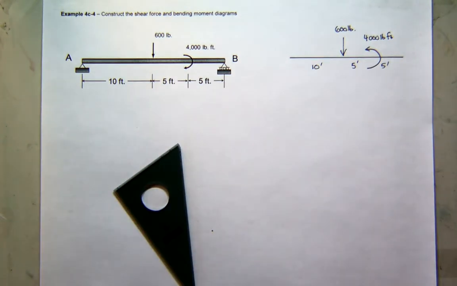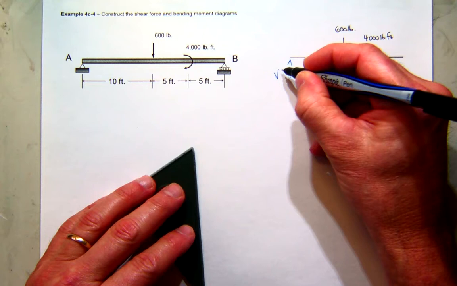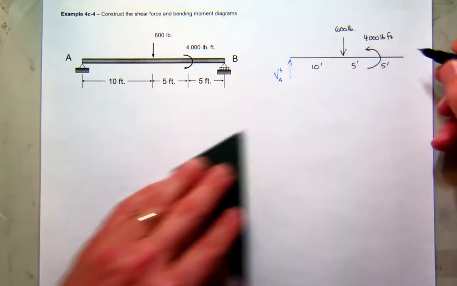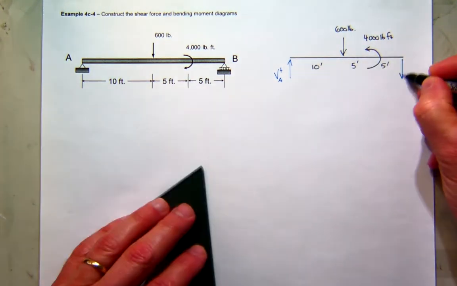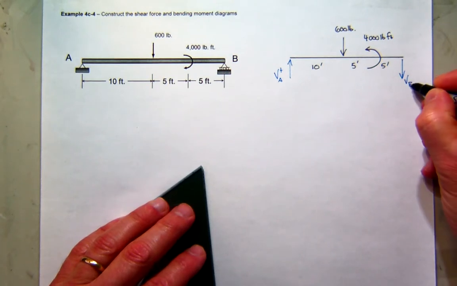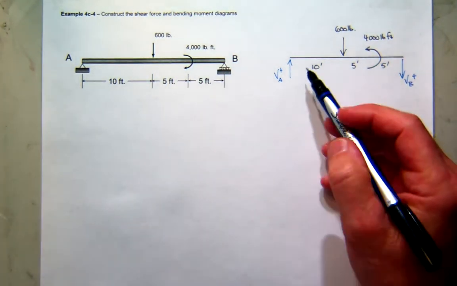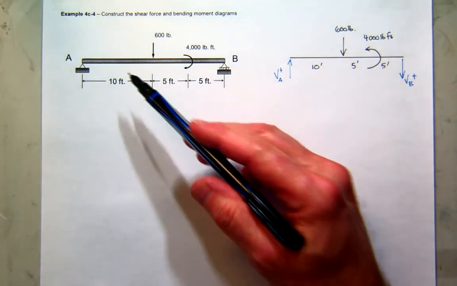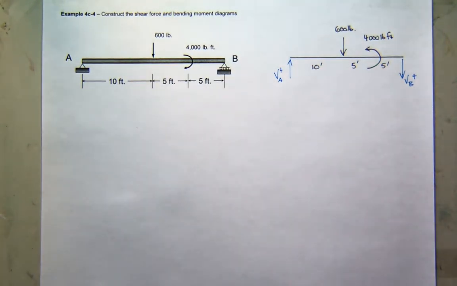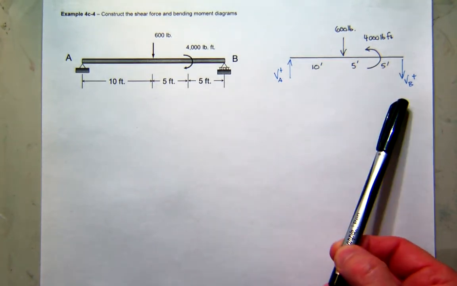And then on the left side, I'm going to assume positive shear at A. On the right-hand side, I'm going to assume positive shear at B. And I don't have any moments here because these are pin and roller connections. So now I'm going to use my equations of equilibrium and try to find these shear values.